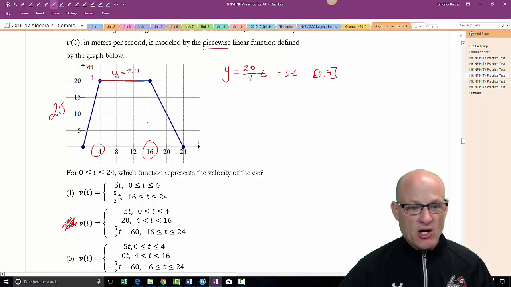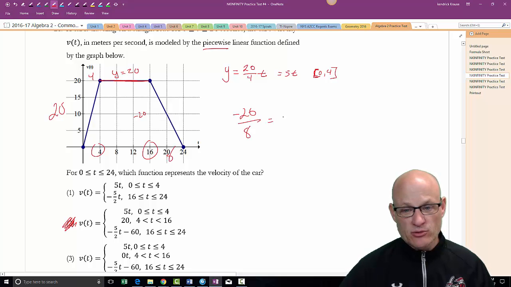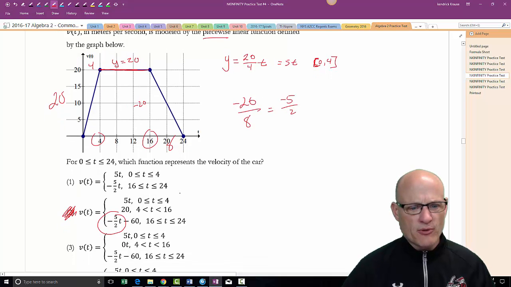We're going down 20 and over 8. Negative 20 over 8 is equal to negative 5 halves. And let's see, we have negative 5 halves. And my guess, we do have a problem though.